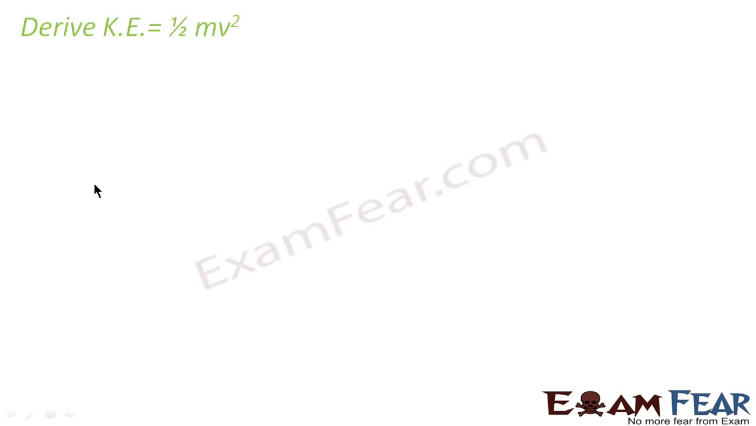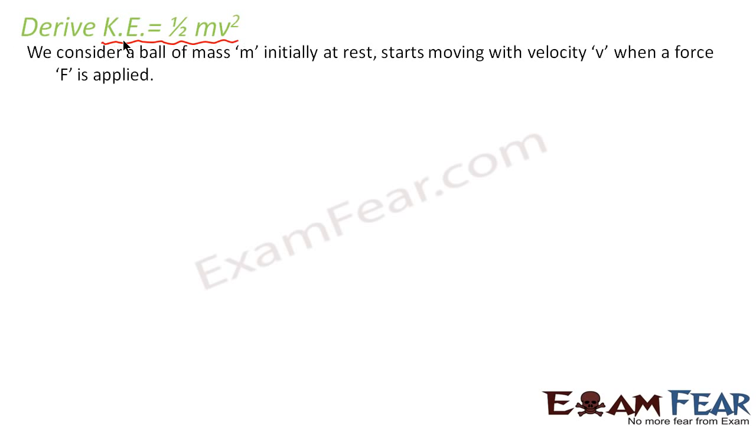Now let us go ahead and try to derive the formula, that is, from where did we get this half mv square for kinetic energy. So let us consider that we have a ball of mass m, which is initially at rest. Now some force is applied on this ball, say a force F is applied on the ball, and the ball starts moving with some velocity, say v. Now let us use our kinematic equations knowledge to derive an expression for kinetic energy.